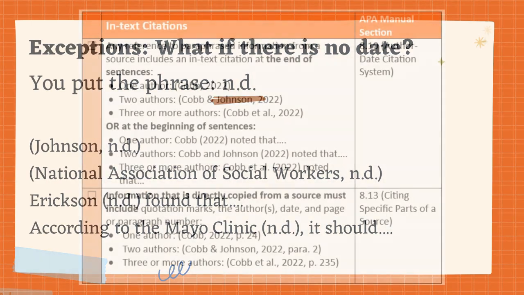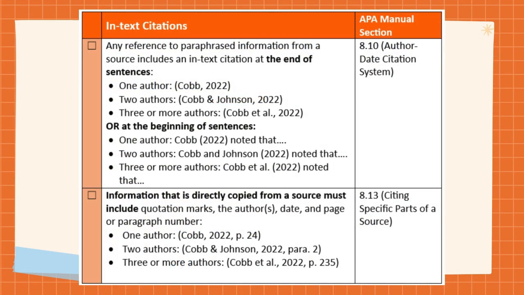So here again is that checklist. You'll see that the first part is any reference to paraphrased information from a source includes an in-text citation at the end of the sentences or at the beginning of the sentences. And the second part is that information that is directly copied from a source must include quotation marks around the cut and pasted text, the author's date, and page or paragraph number. If you have all of those elements, then your in-text citations are done correctly.